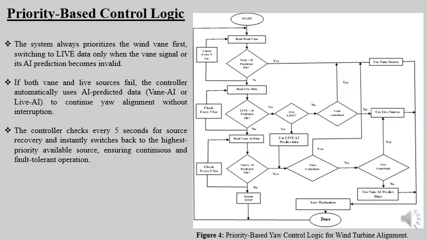This ensures that yaw alignment continues without interruption, even during sensor faults or internet issues. The controller also checks every 5 seconds for source recovery. Whenever a higher priority source becomes available again, the system immediately switches back to it. This rapid recovery process ensures continuous, stable, and fault-tolerant yaw operation under all conditions. Overall, this priority logic guarantees that the turbine always uses the most accurate source available while maintaining smooth and reliable alignment.